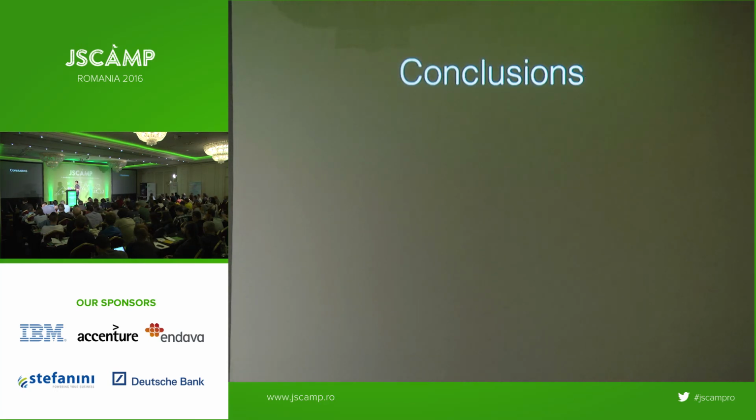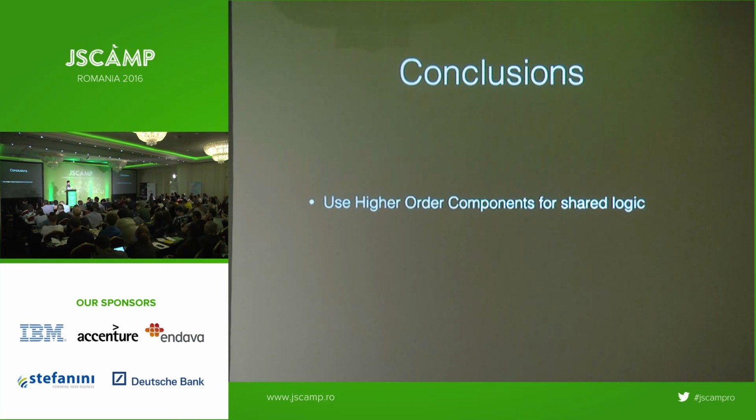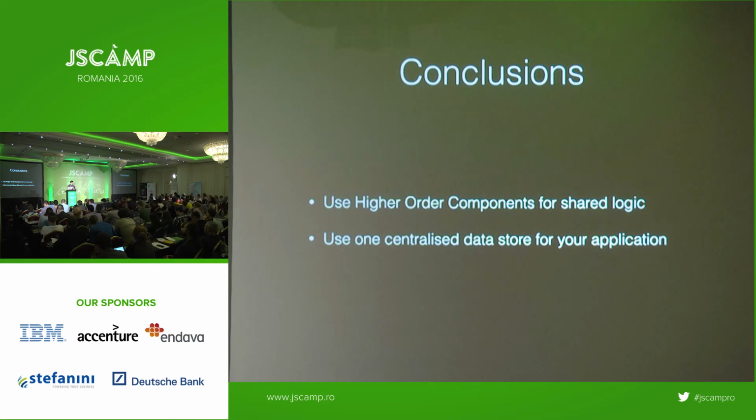So a couple of conclusions. You should use higher order components for shared logic, particularly in React, but I think really in any kind of component-based system. The best way to share behavior between components is using higher order components. And I think you should use one centralized data store for your entire application. One place stores your data in a normalized form. That means you have one place to update anytime anything changes, and it makes it much easier to keep the state of your application consistent.